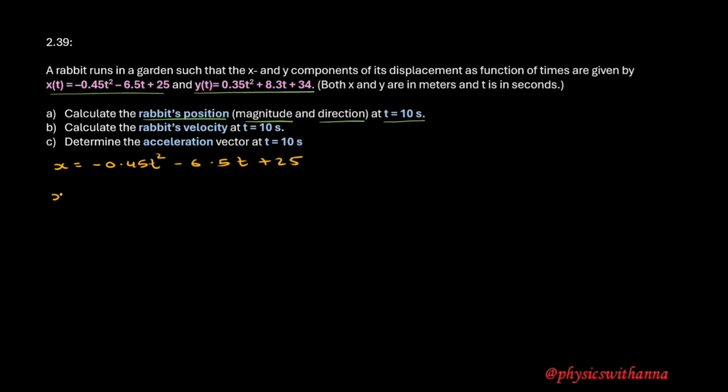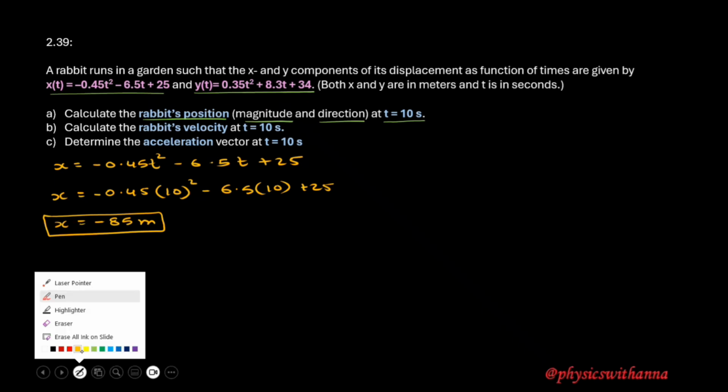We can find the value of x at time t equals 10 seconds by substituting t as 10 here. So we get negative 0.45 times 10 squared minus 6.5 times 10 plus 25. That gives you the value of x equals negative 85 meters.